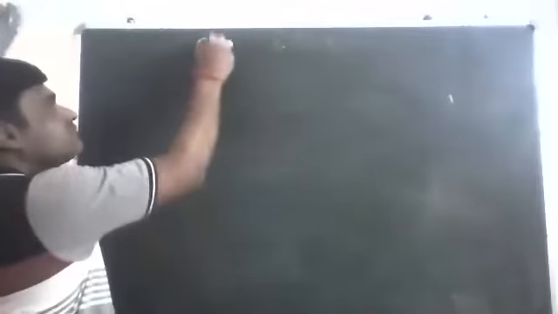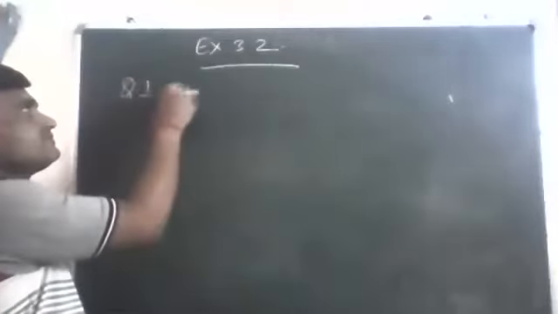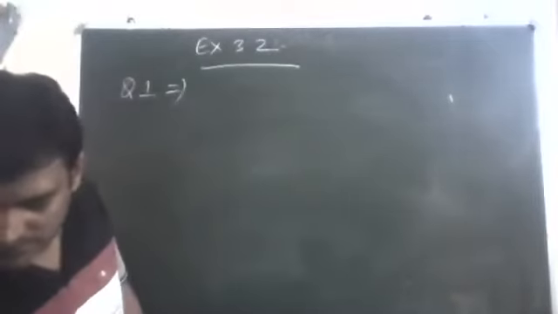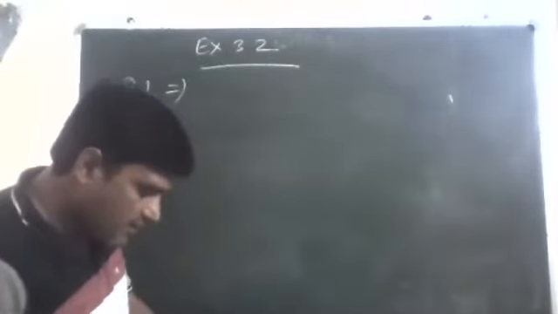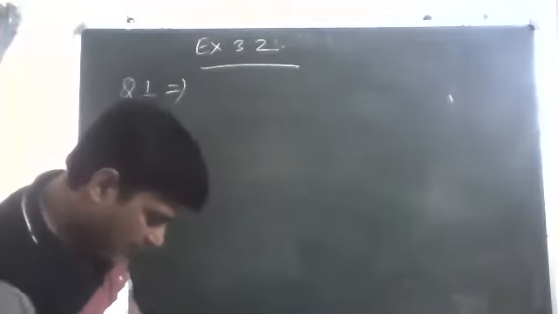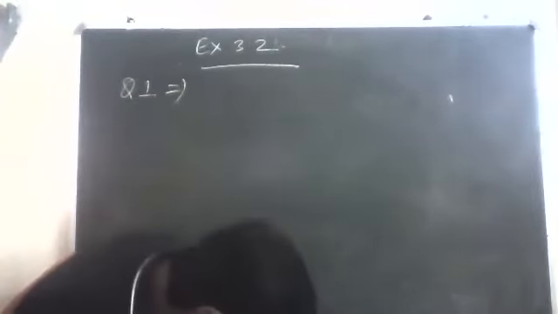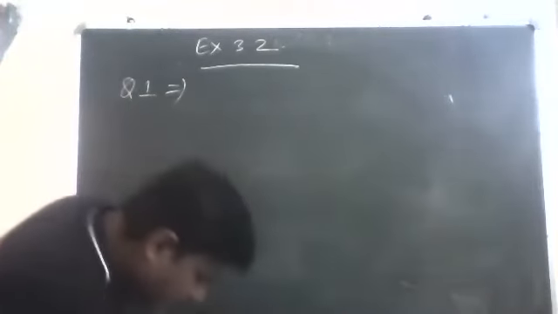Now we solve exercise 3.2. Question number one: write the sum of any two odd numbers and of any two even numbers. What is the sum of any two odd numbers and two even numbers?